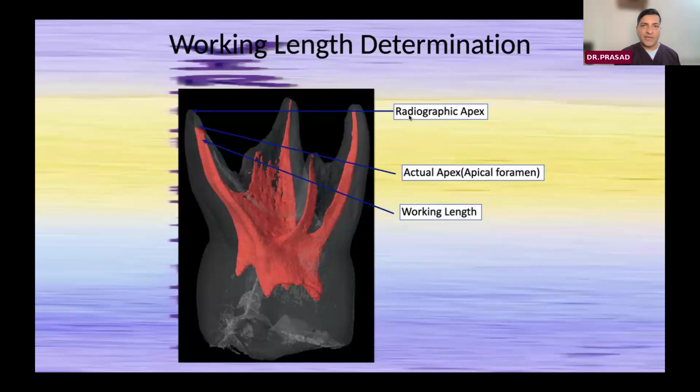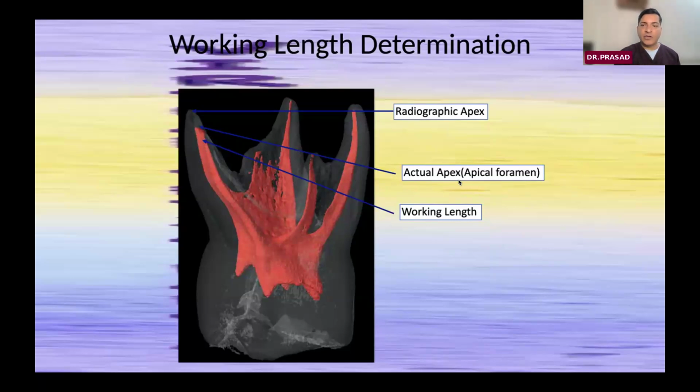I am going to touch the basics again. The tip of the root is the radiographic apex, what we consider. Where the pulpal exit is there at the apical area, that is called the actual apex or apical foramen, and the working length is generally 1 millimeter shorter than the actual apex.